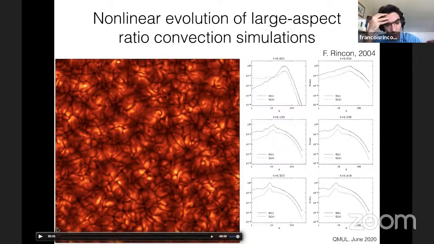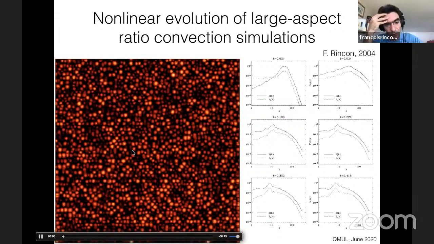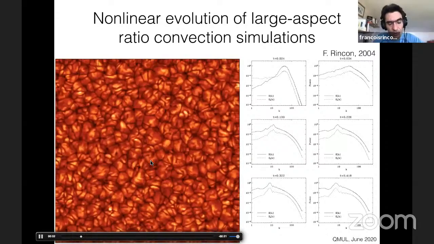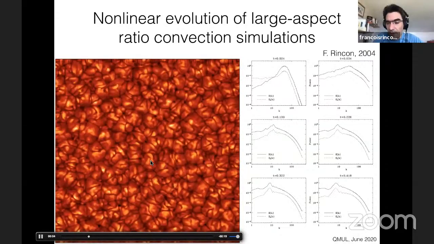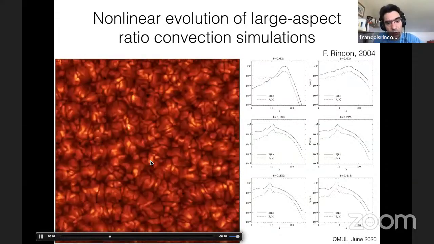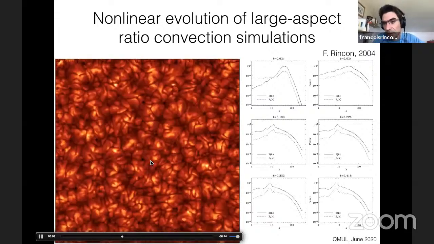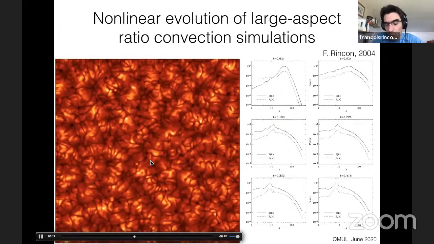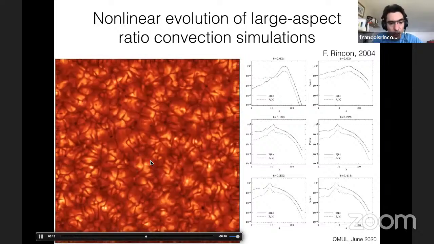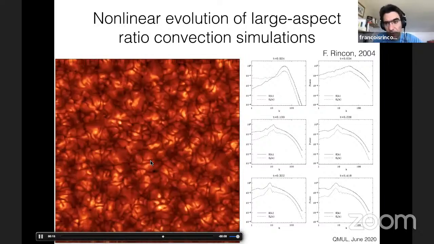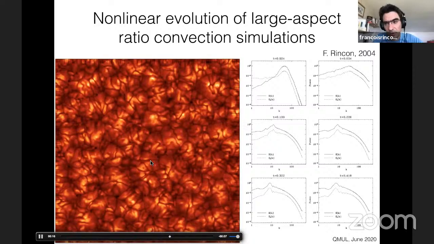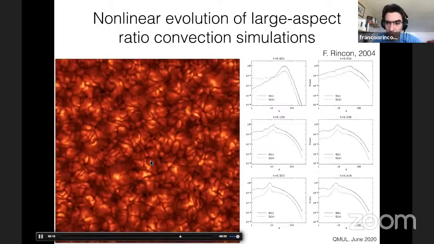So I'll play it again. This is a smaller scale originally, the most unstable scale. And as time goes, over many turnover times, you start to see the larger scale dynamical pattern emerge. So when we found that in 2004, we were, of course, a bit enthusiastic. This was the first simulation of this kind. At the same time, there was another one done by a fluid dynamics group.